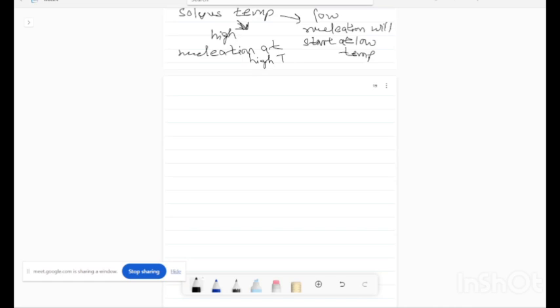So the copper concentration helps in imparting good stress corrosion resistance to the 7000 series alloy. So copper imparts good stress corrosion resistance.